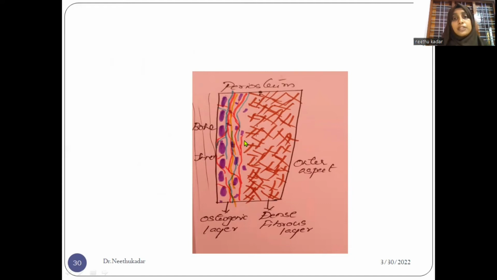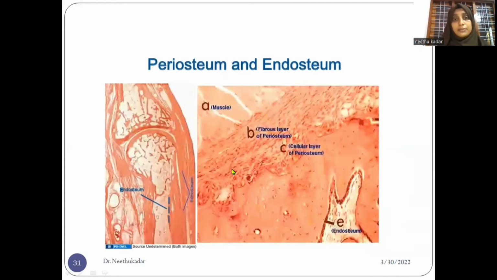This is an image which shows the two layers of the periosteum, the outer fibrous layer and the inner osteogenic layer. This is the periosteum. The inner part of the bone is lined by endosteum. It's visible here. These are the histological sections.